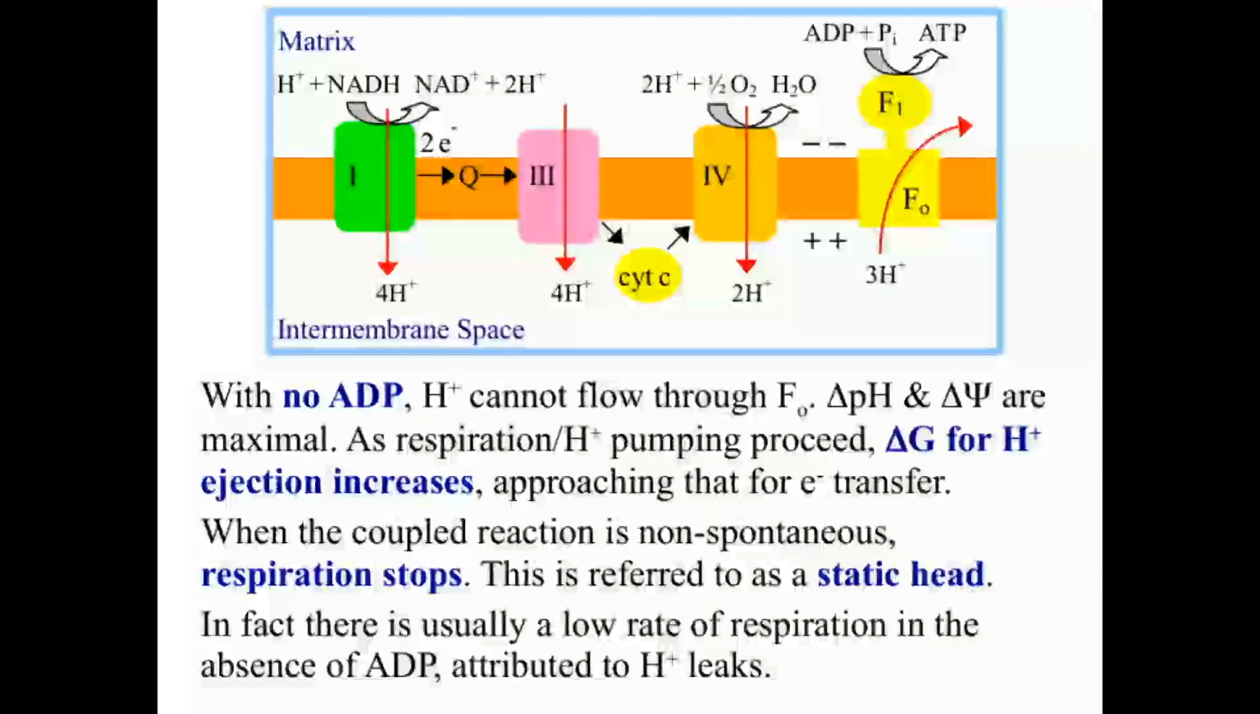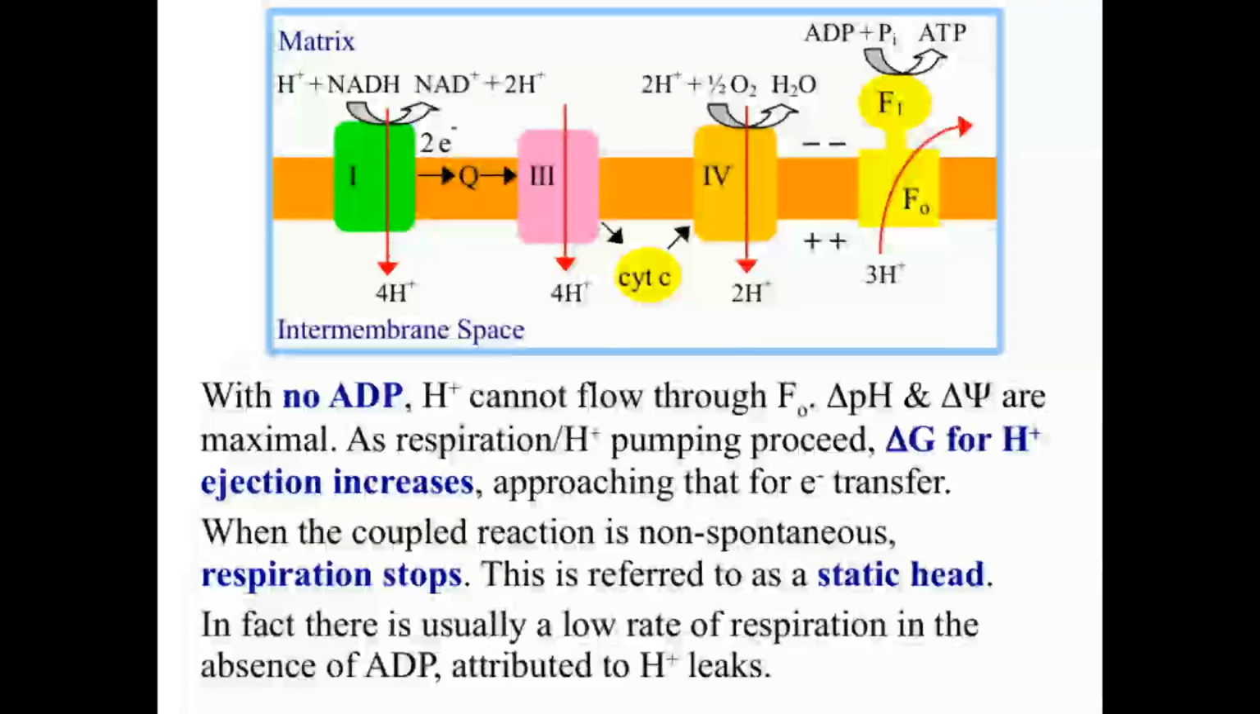As respiration and H+ pumping continue, the free energy change, or ΔG, for ejecting H+ ions increases and gets closer to the ΔG for transferring electrons. This means that the process becomes less favorable energetically. When the coupled reaction, meaning the movement of electrons and H+, becomes non-spontaneous, respiration actually halts. We call this situation a static head because the system is essentially blocked and can't proceed forward.